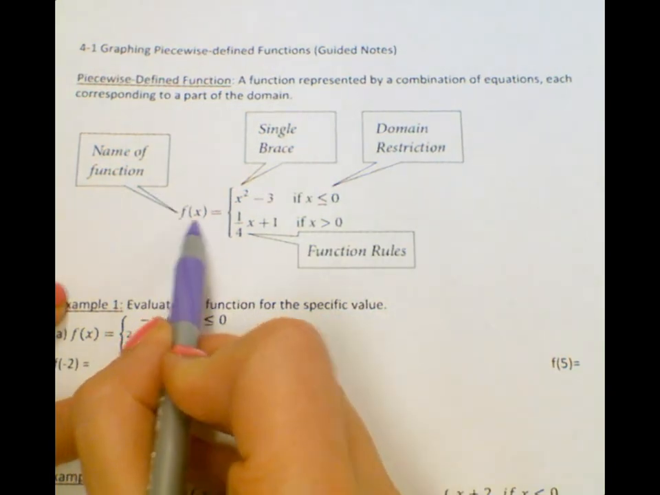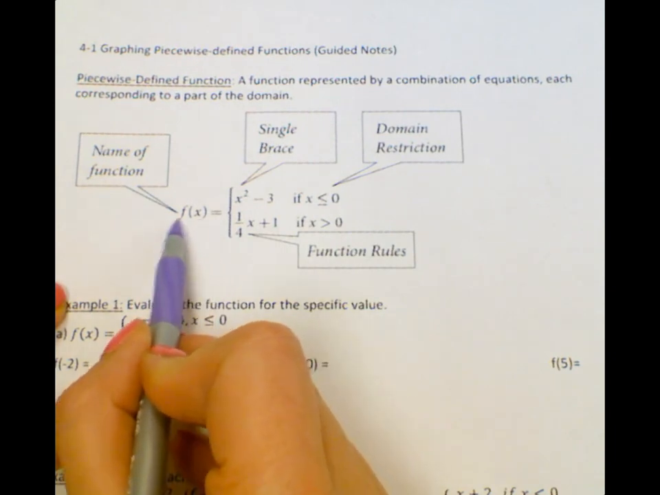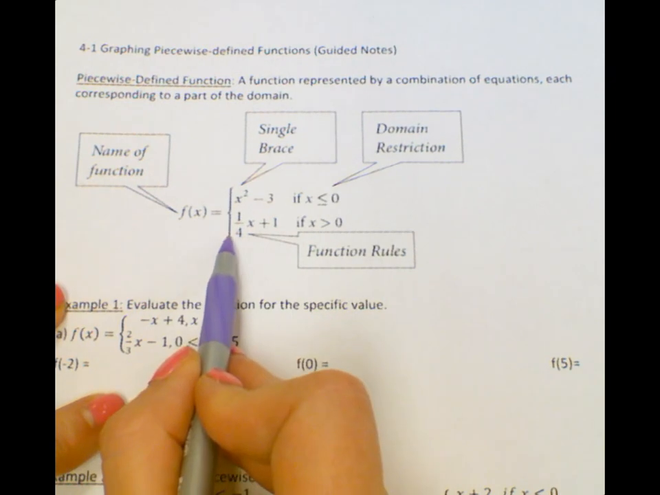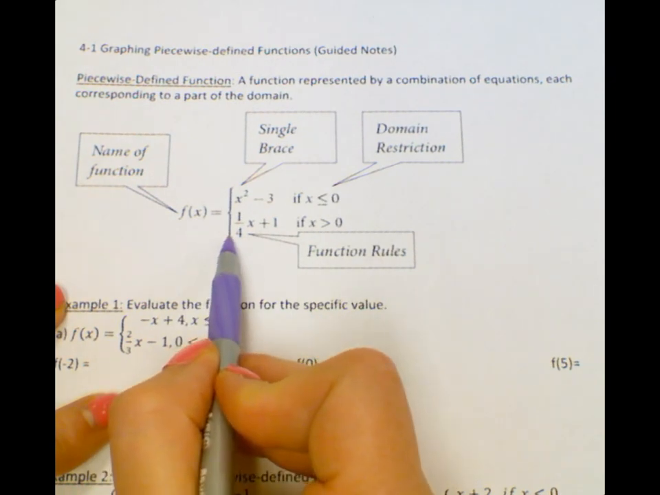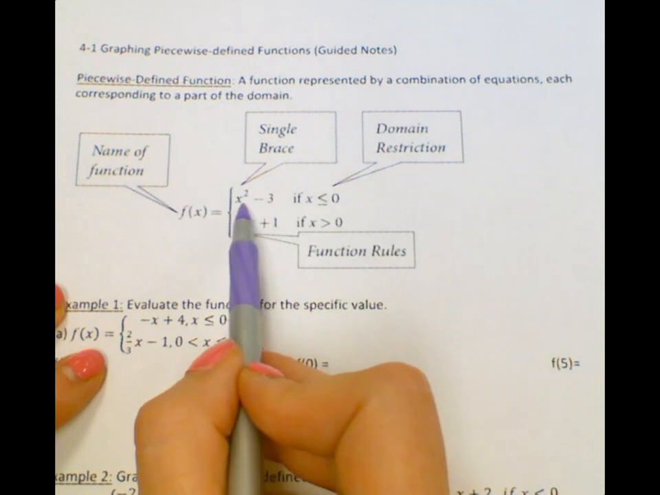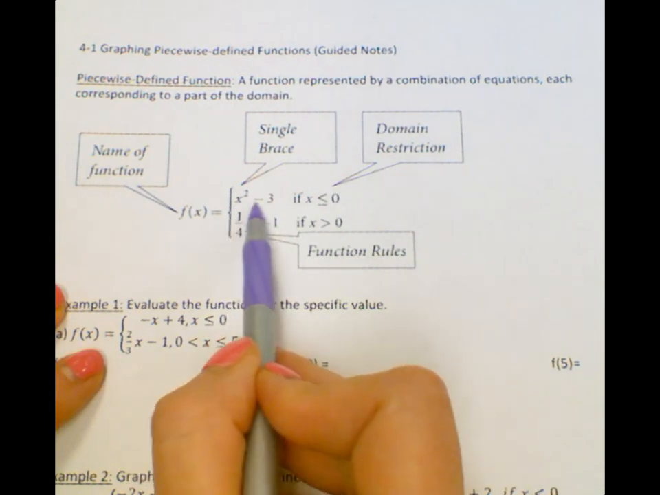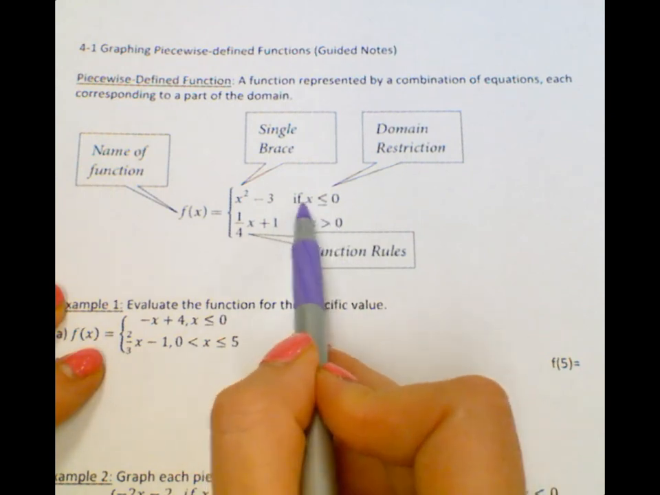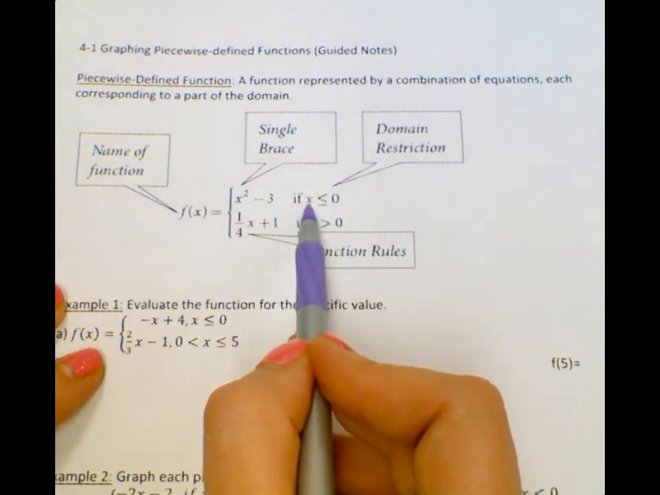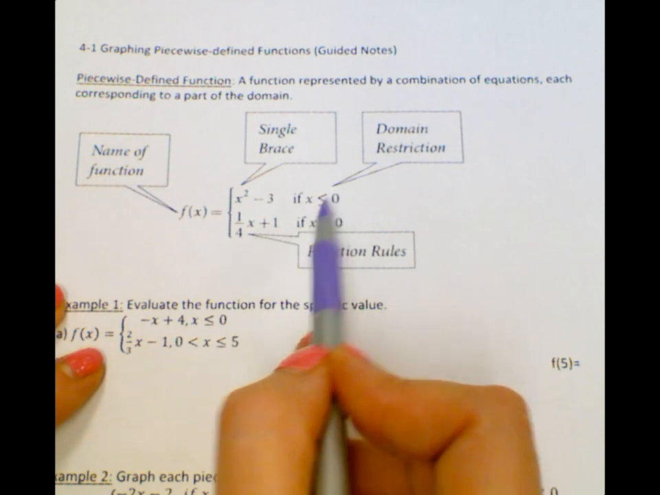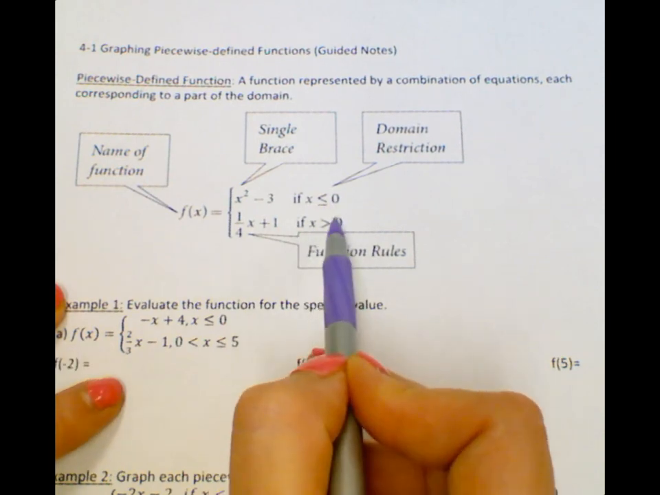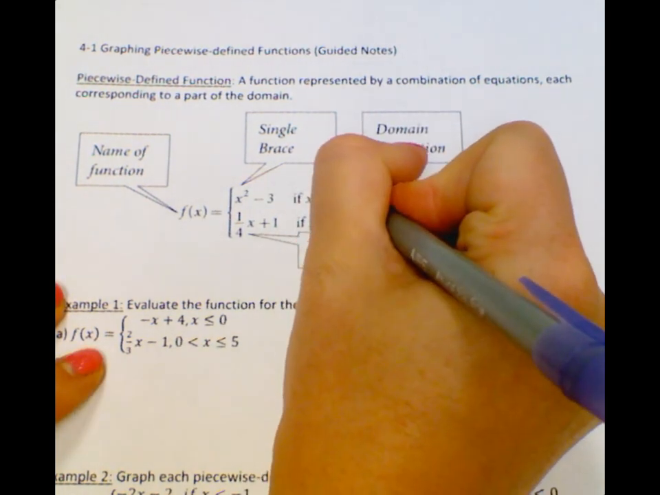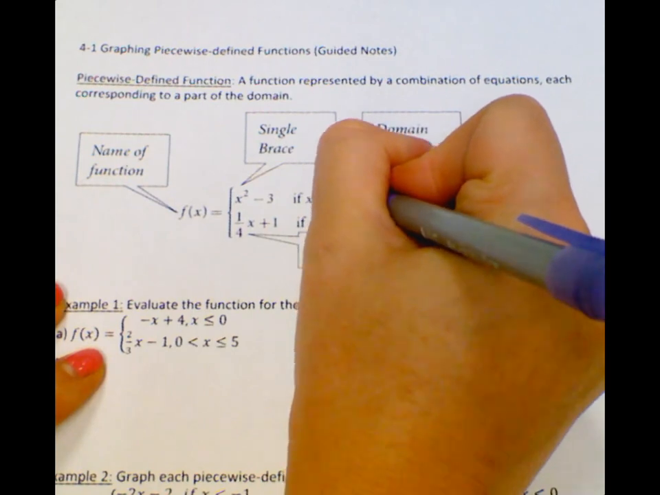So right here, this is the name of the function. Sometimes it'll be f of x, g of x, h of x, something like that, okay? You do have this single brace. That's all it is. And then these guys right here are your functions. These guys right here are your restrictions. Okay, so it only wants the x's that are less than or equal to 0. It only wants the x's that are greater than 0 for this one. Sometimes you will hear it called the breaking point.